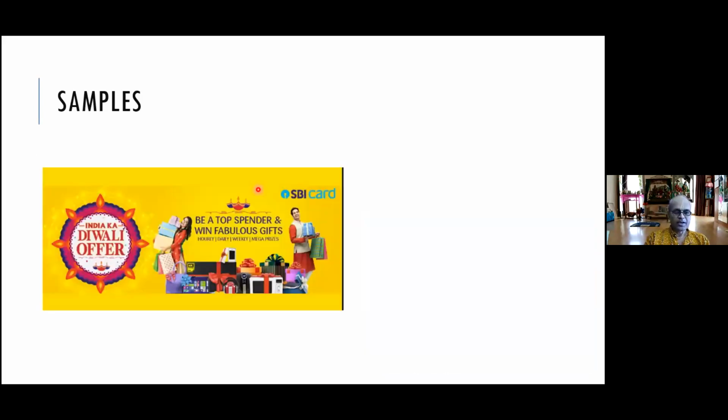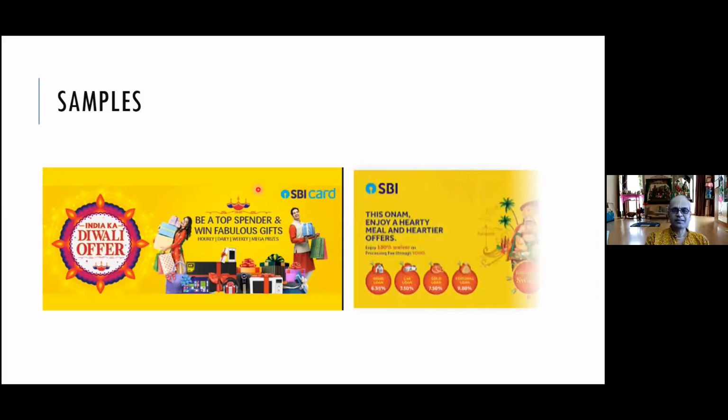Here from SBI Card again, you can see that the heaviness is in the Diwali offer. The eye is attracted there first, and then whatever they want to attract attention to is bigger, and the other things come later. The image is also there, showing that there are so many gifts. Similarly, here is one for Onam.